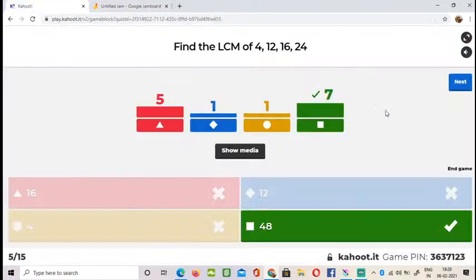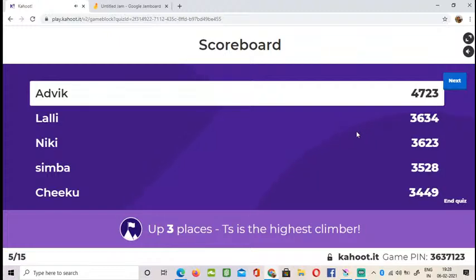So let's move to the next question. Before that, let's check the scoreboard. So in the scoreboard, no changes. Okay, let's see whether anyone at the bottom might have changed. So up 3 places, TS is the biggest. TS is the highest climber. Oh, good. So now let's see the next question.